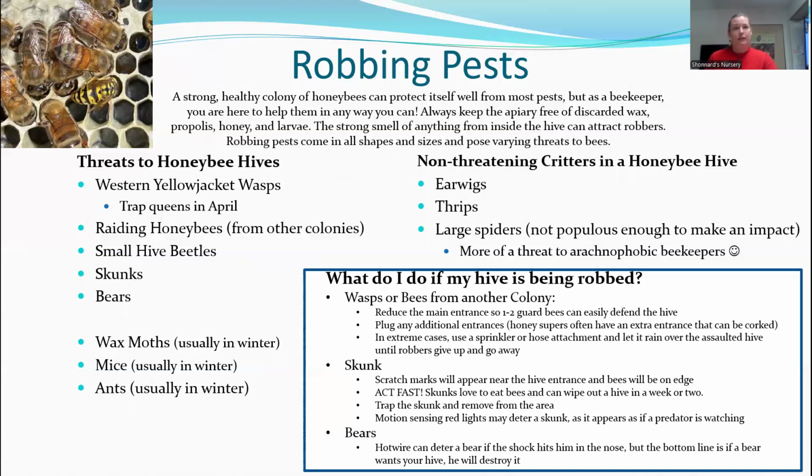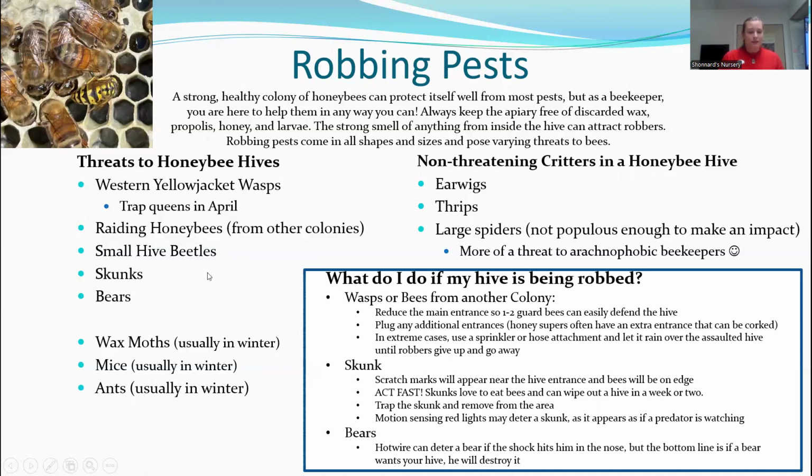You can try using motion sensing cameras too that flash a little red light. It kind of looks like predatory eyes looking at them. That can help also. In the case of bears, just hope they don't find your colony. You can try to elevate your colonies. You can try to use hot wire, but ultimately if a bear knows that your colony is there and it's hungry and it wants it, there's not really a whole lot you can do. So in the case that a bear finds your colony, the only thing you really can do is relocate.